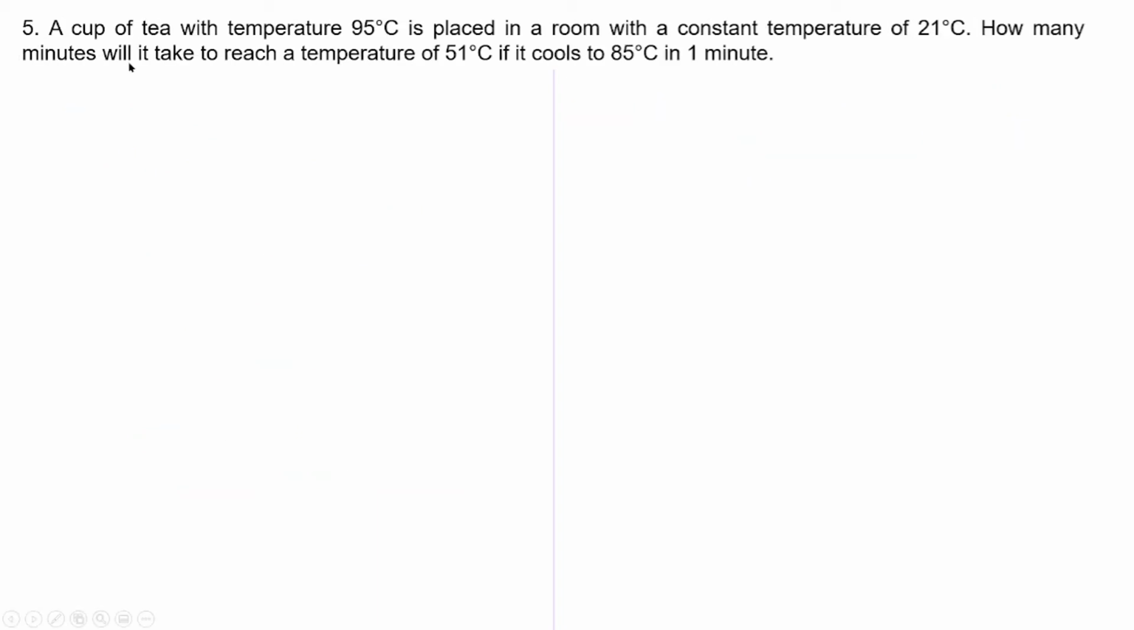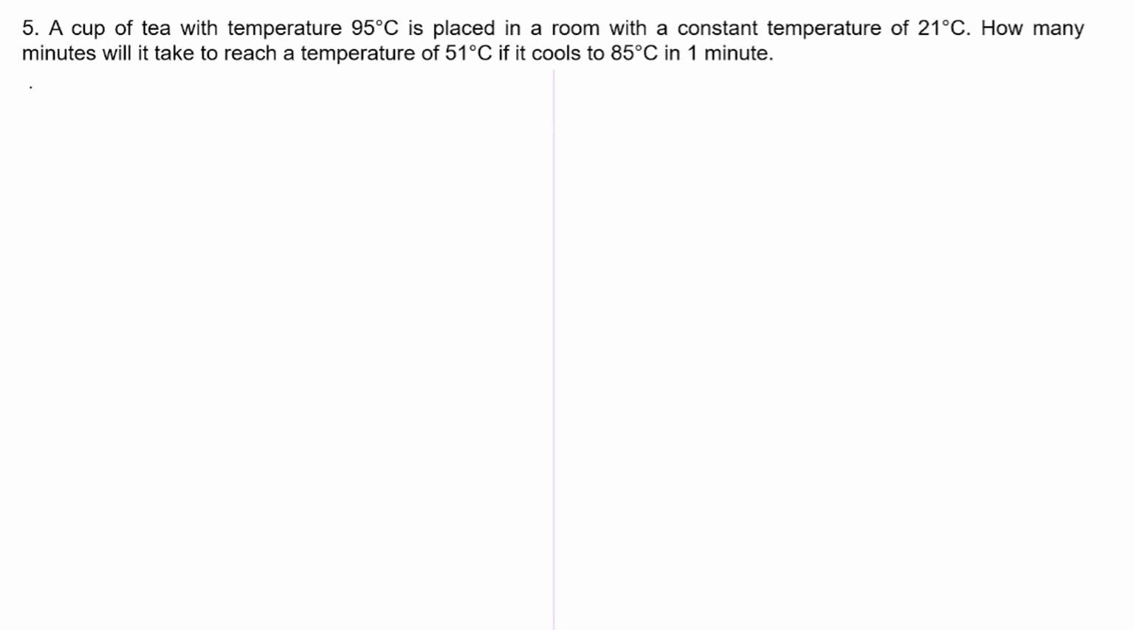Next question: a cup of tea with temperature 95 degrees Celsius is placed in a room with a constant temperature of 25 degrees. How many minutes will it take to reach a temperature of 51 degrees if it cools to 85 degrees Celsius in 1 minute? So here it is given a cup of tea with temperature 95 degrees. It is placed in a room and the room temperature is 21 degrees Celsius. We need to find the time it will take to reach 51 degrees Celsius, and one more piece of information given is it cools to 85 degrees Celsius in 1 minute.